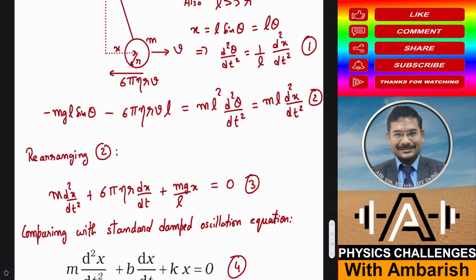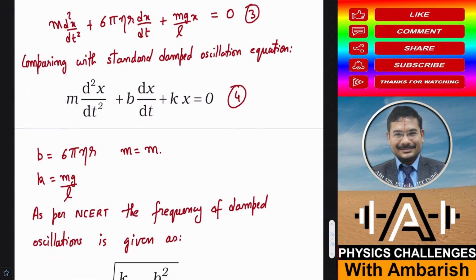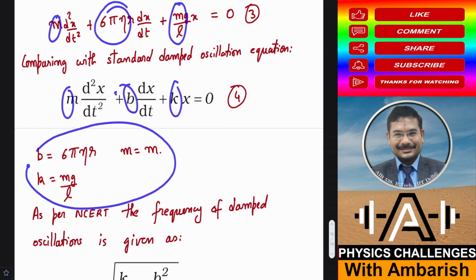And now I am posting the screenshot of equation from NCERT. So this equation is directly copied from NCERT. This is the standard differential equation for spring mass damper system. And if I compare the coefficients, so B is 6 pi eta r, and K is mg by L, and M is of course M. So that's what I've written here.